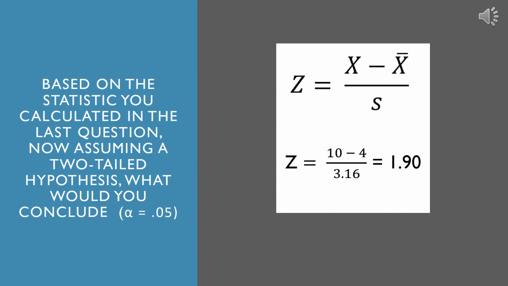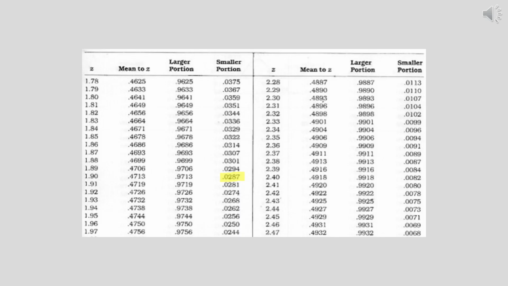Okay, still based on the statistic you calculated in the last question, meaning the z-score. Now we're assuming a two-tailed hypothesis. What would you conclude about the null and alternative hypotheses? Now this is a little tricky because there aren't any two-tailed tests that are associated with your normal distribution table. But what you have to remember here is that when alpha is 0.05 and you have a two-tailed test, you actually have to split alpha in half. So 0.025 on the lower end of the distribution and 0.025 on the upper end of the distribution.